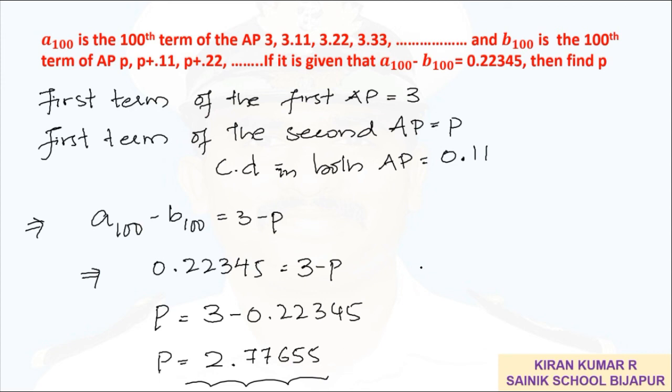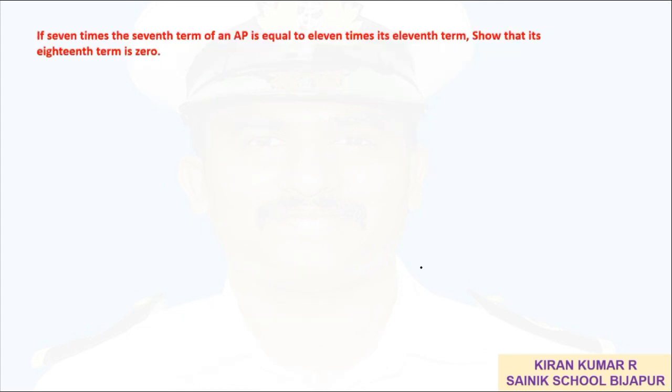Before winding up the session, I would like to solve one more question, and in the next session we will see the sum of nth term. We have found the nth term. Now we will use another concept. We will understand another concept called sum of nth term. So last question for this session: if 7 times the 7th term of an AP is equal to 11 times 11th term of an AP, show that the 18th term is 0.